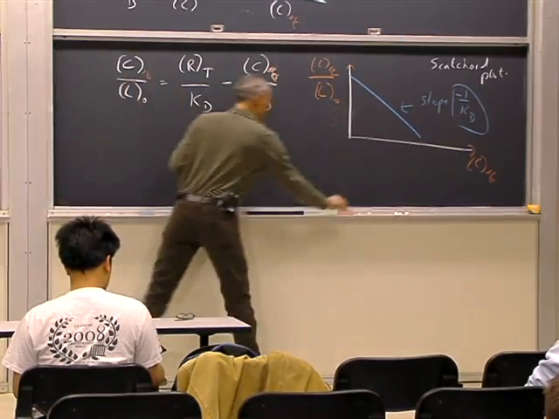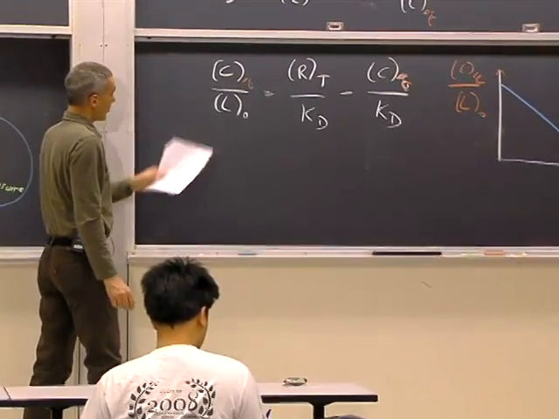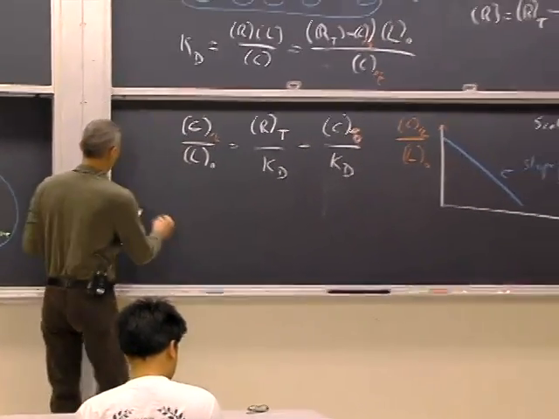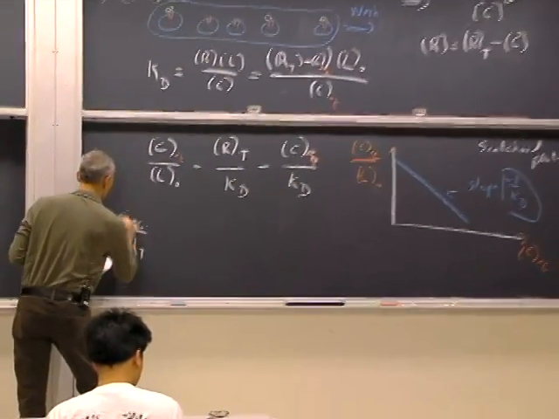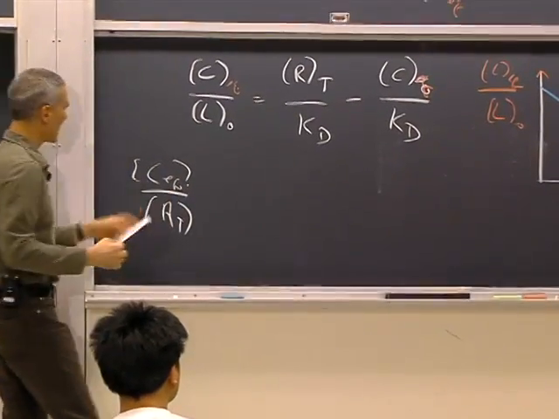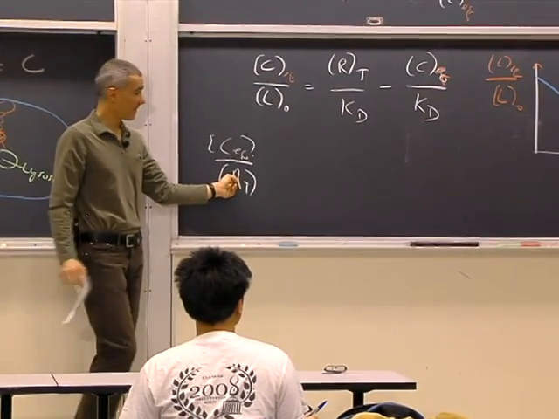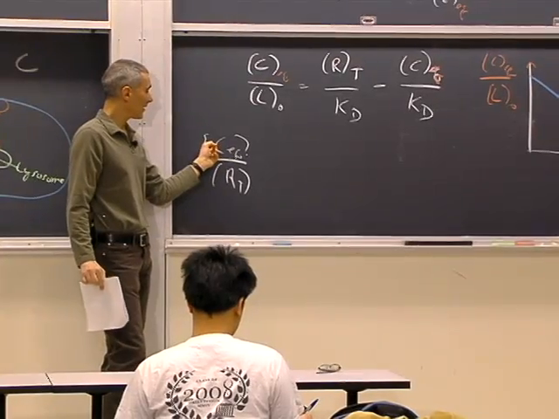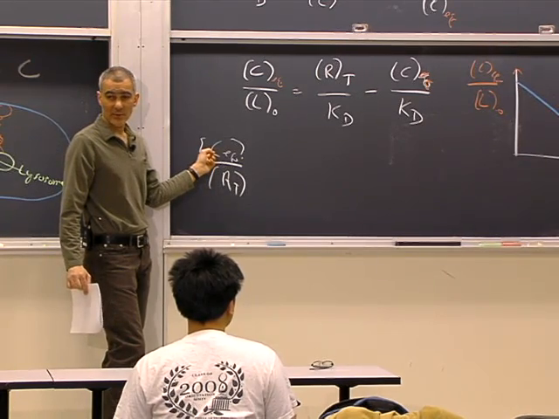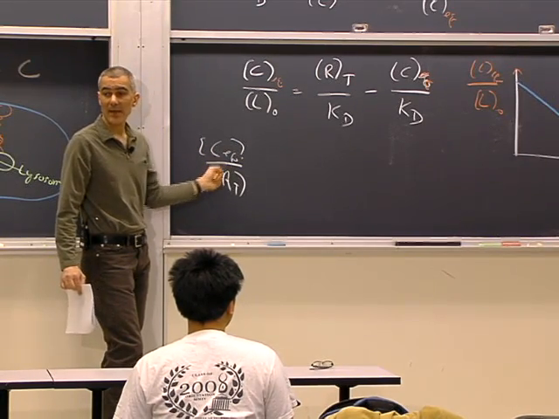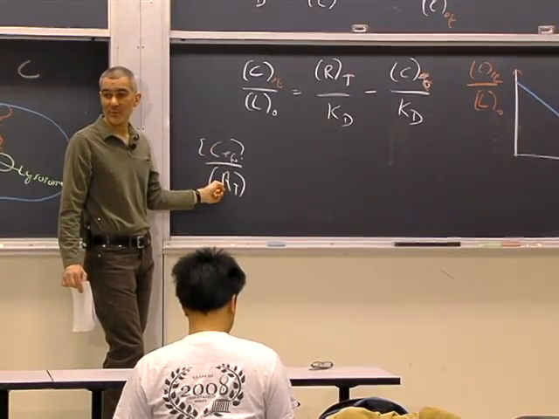You can also rewrite this equation up here in terms of the ratio of C equilibrium divided by RT. So that's basically the ratio of receptors that have a ligand attached to them divided by the total concentration of receptors. If most of the receptors are empty, then this is a small number. If most of the receptors are taken up, this is a number close to 1. It can't ever be bigger than 1 because the biggest number of complexes you can get is the total number of receptors.